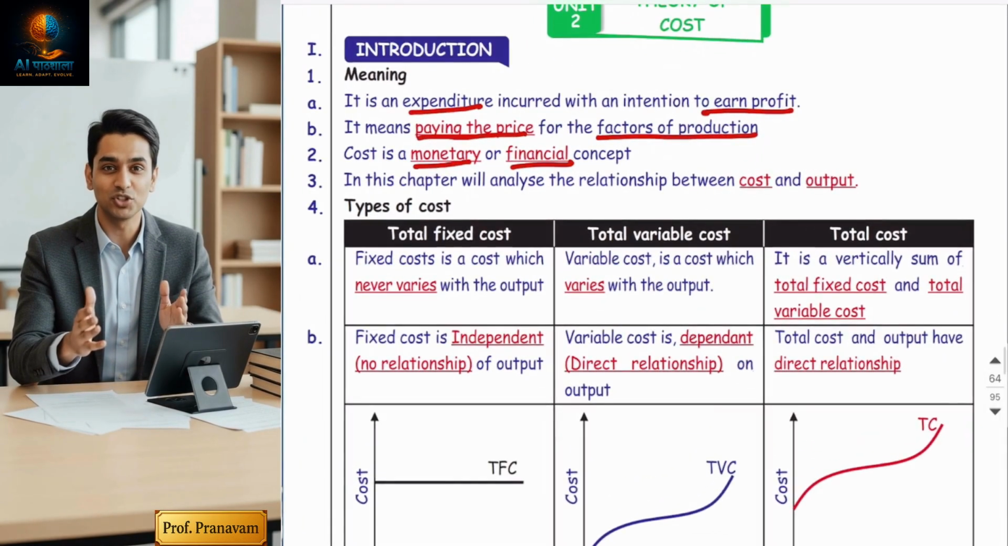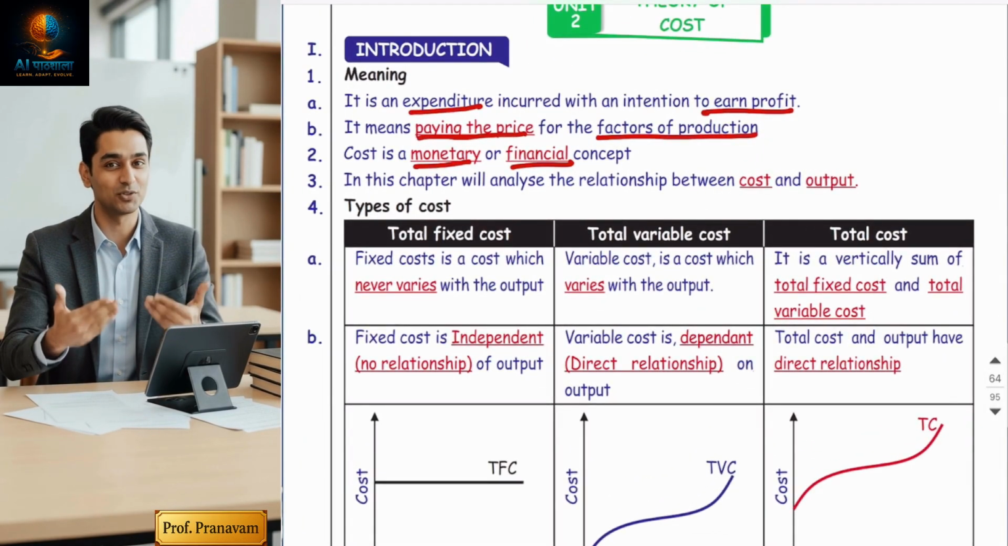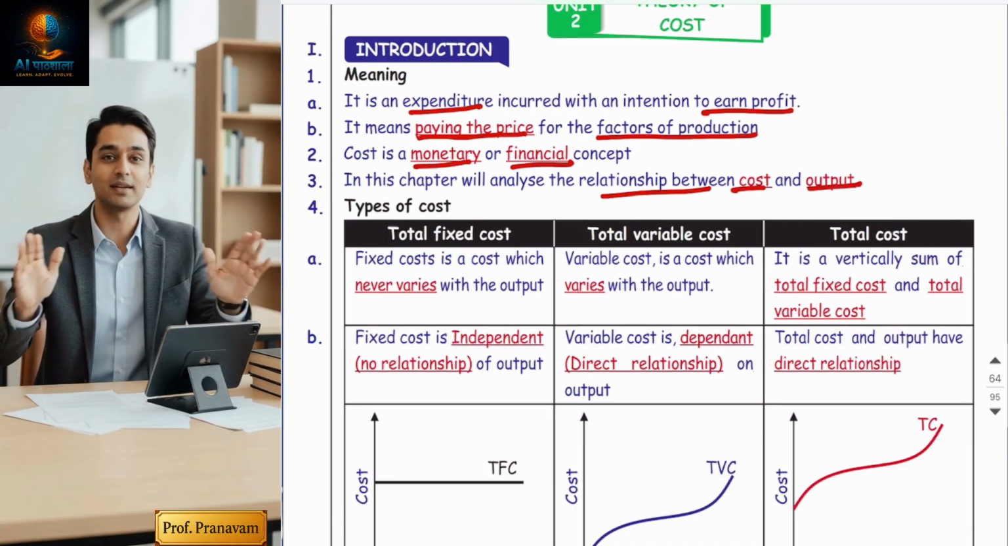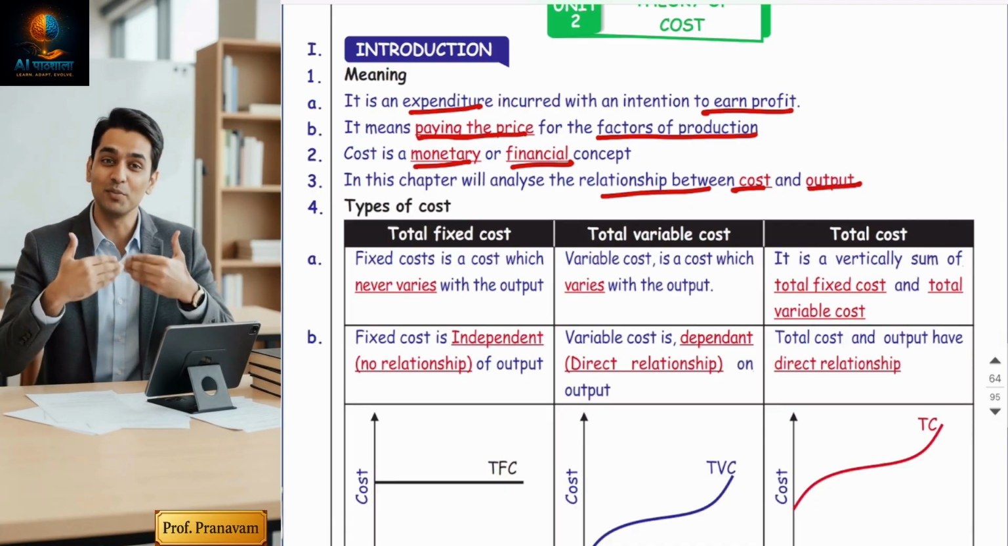Now, the third point in this chapter: we'll analyze the relationship between cost and output. Guys, third point, one liner.